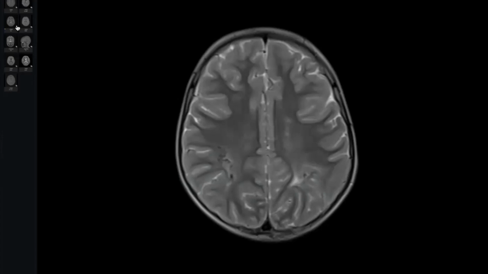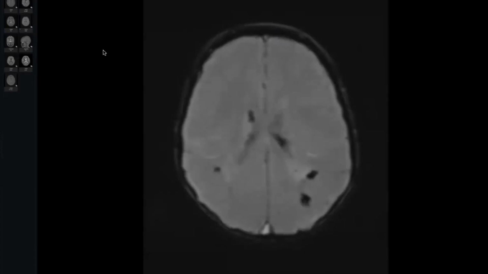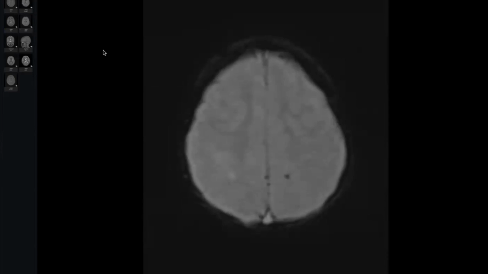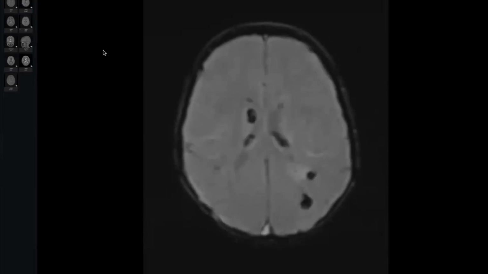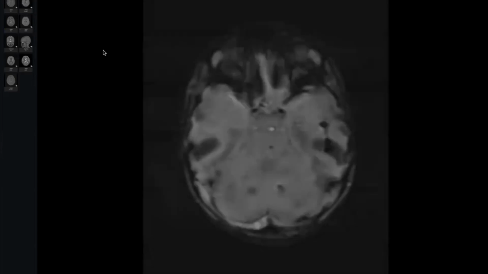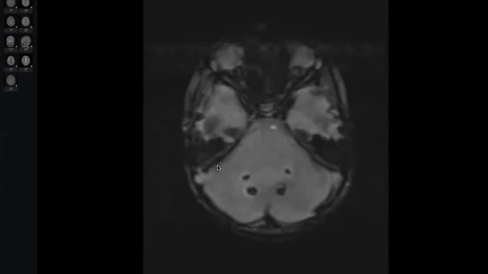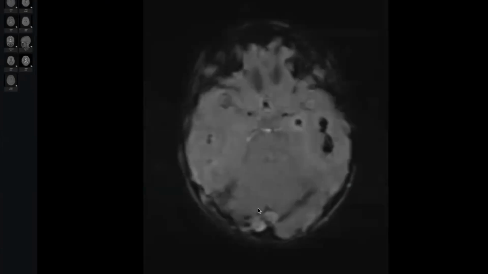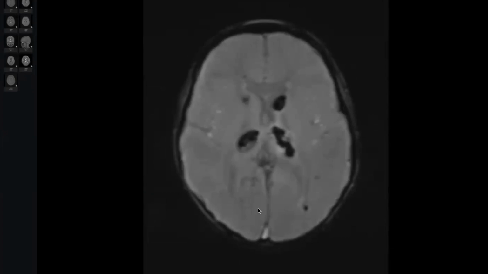SWI. SWI confirms the presence of signal void in the white matter. Multiple signal voids at the basal ganglia as well as the white matter, supra and infratentorial. See this signal drop, or susceptibility artifact, surrounded by high signal, edema. So what is your differential diagnosis?